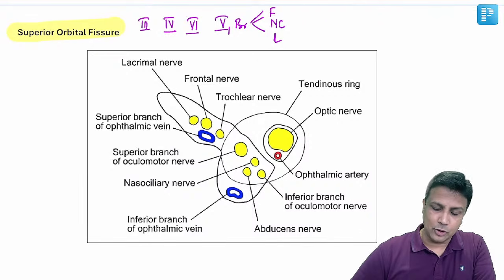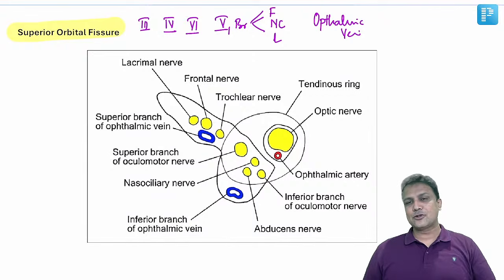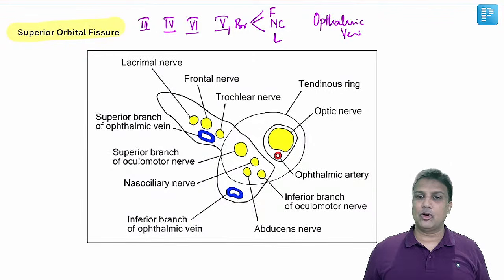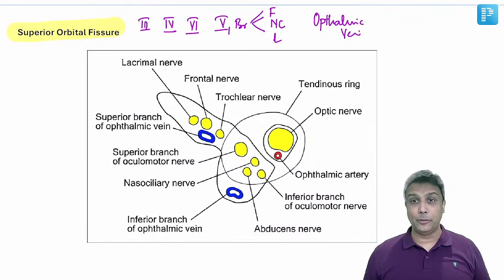And of course, along with all these nerves, there will be the ophthalmic veins passing from here. There will be two of them: the superior ophthalmic vein and the inferior ophthalmic vein will be passing from the superior orbital fissure. All the structures are going to pass from here.